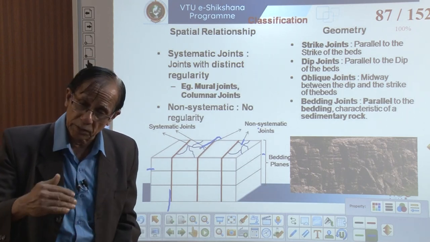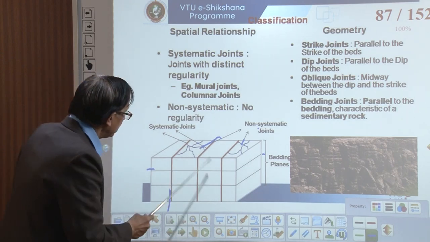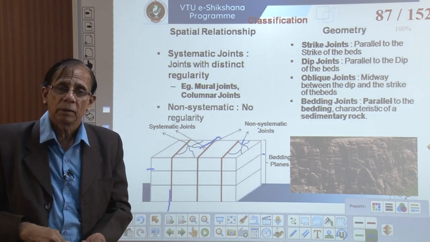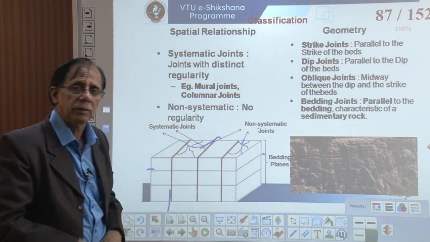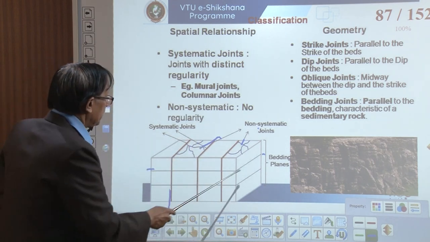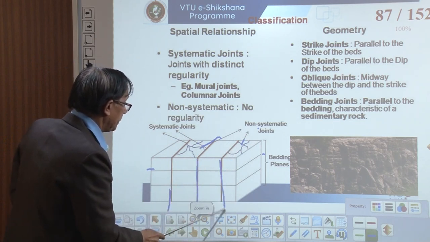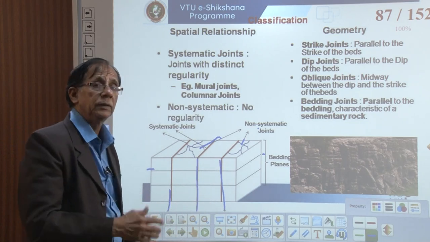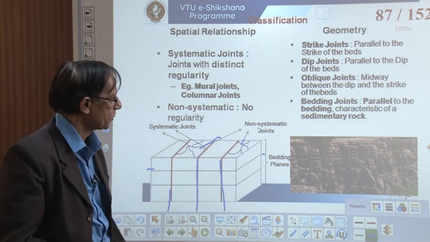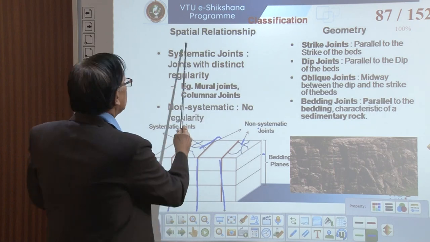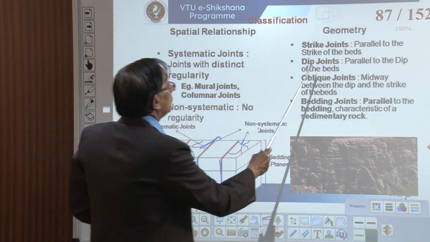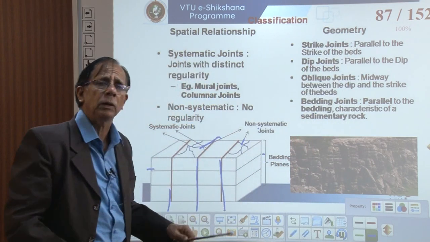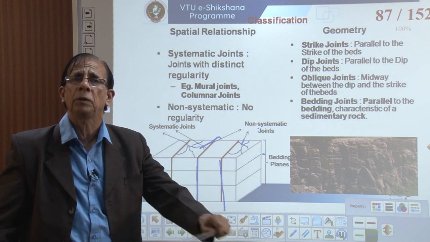The important message is this. If it is irregular, it is difficult to treat them, but they are confined to shallow depth. Whereas, if it is systematic, they can penetrate deeper also. Therefore, the moment you say the type of joint, the design engineer can easily understand. Now, these are based on the spatial relationship. Now, based on the geometry, strike joints are parallel to the strike of the regional structure or bedding plane.